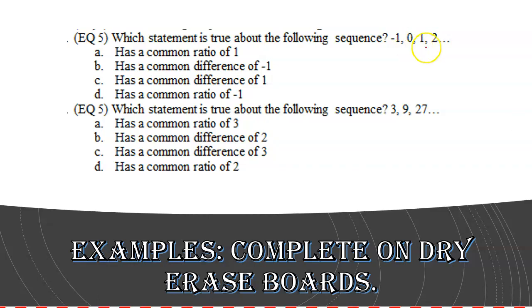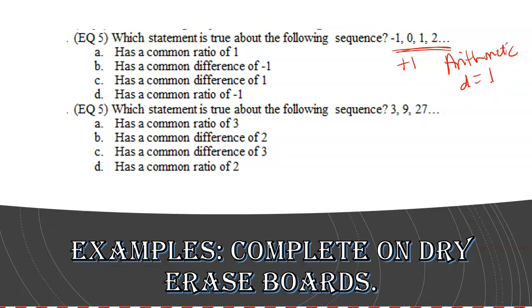Before I even look at the answers, I'm going to see what I can tell about this sequence. So here's what I can tell. I can tell I'm increasing by 1 each time, which tells me it's arithmetic and it has a common difference of positive 1.